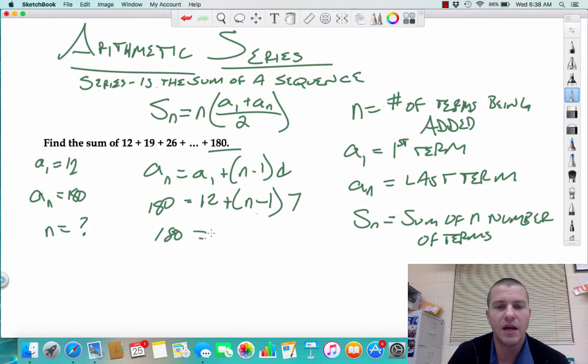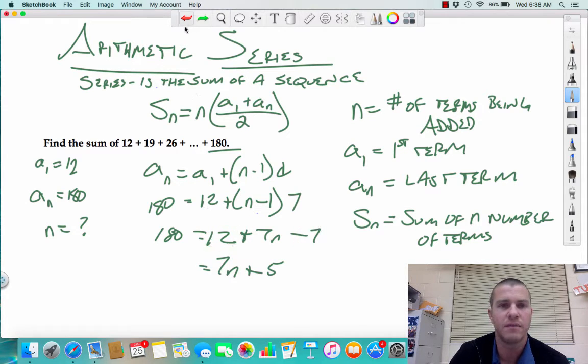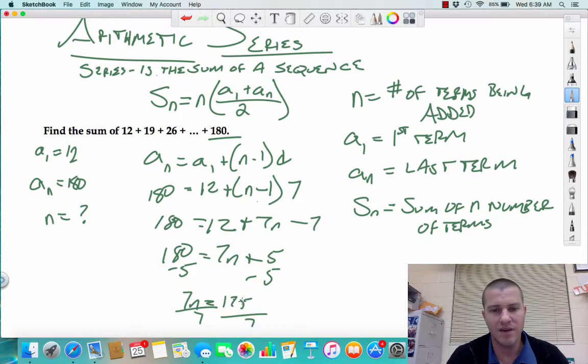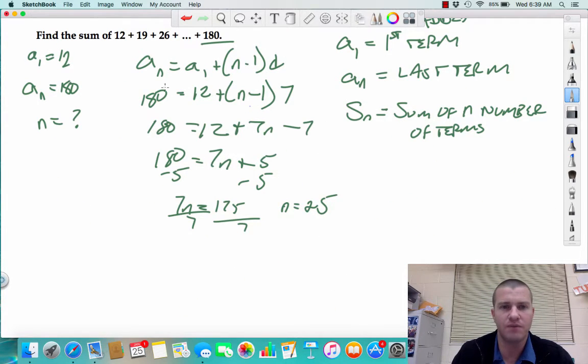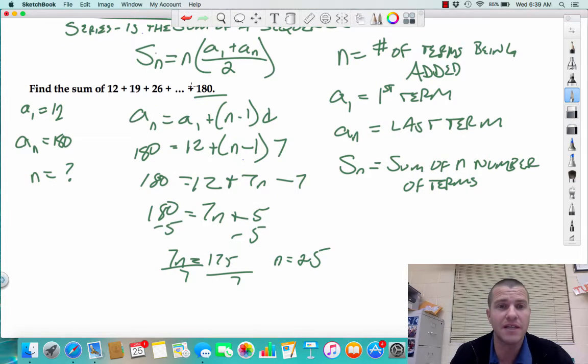And so now you're just simplifying. So 180 equals 12 plus 7n minus 7. That's 7n plus 5 when you combine the 12 and the negative 7. And 175 divided by 7 becomes 25. So that gives me enough information now to use the Sn formula, or the sum formula, in order to find the sum of all those terms, because now I have the n. What this tells me is that I'm trying to find the sum of the first 25 terms in this sequence, because 180 is the 25th term.